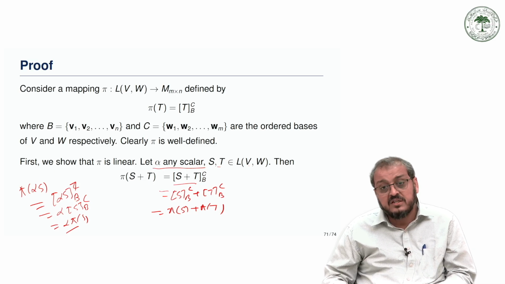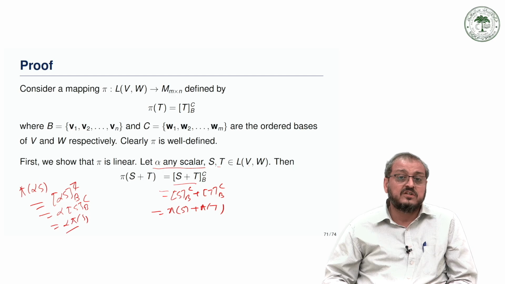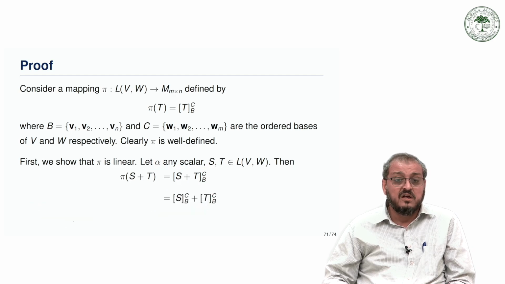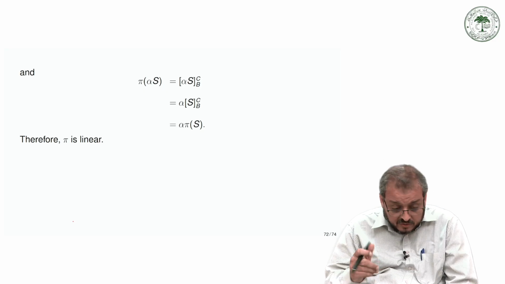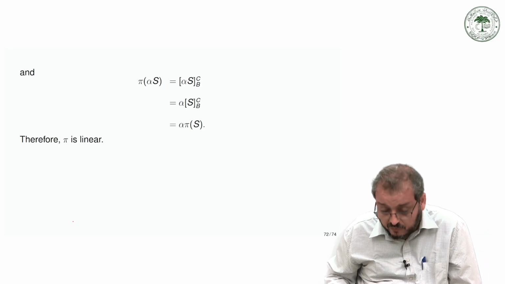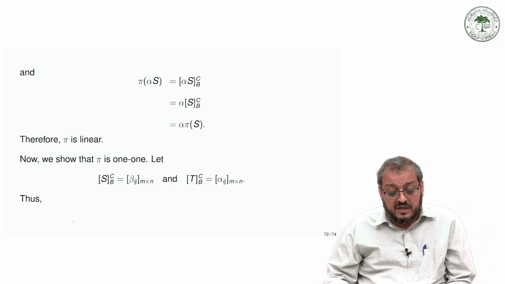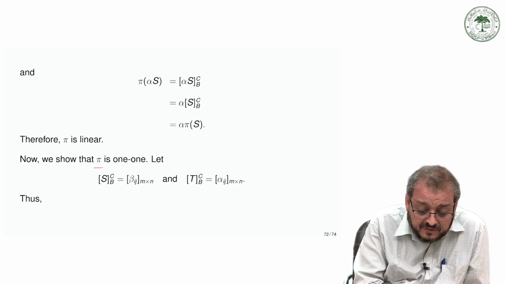So this means we can say that this pi is well defined, and also is linear. Okay, so that means pi is linear. Now we have to show that pi is one-one.